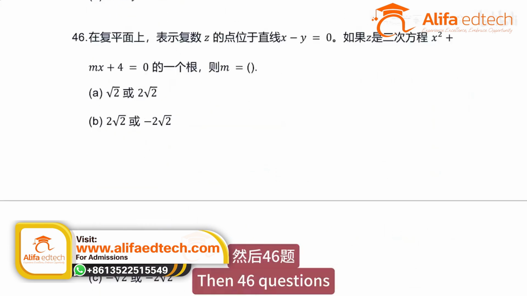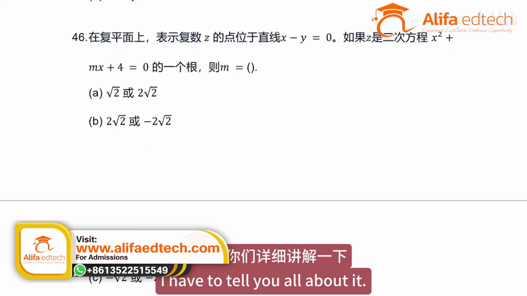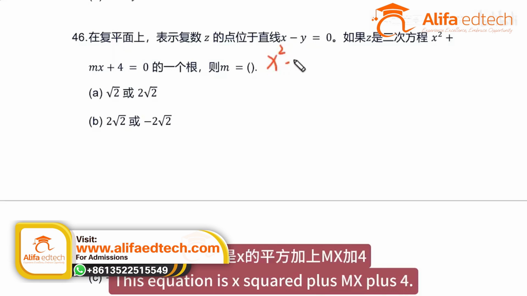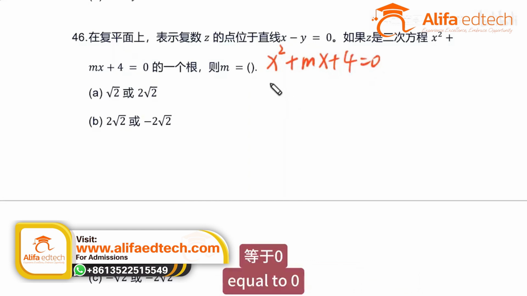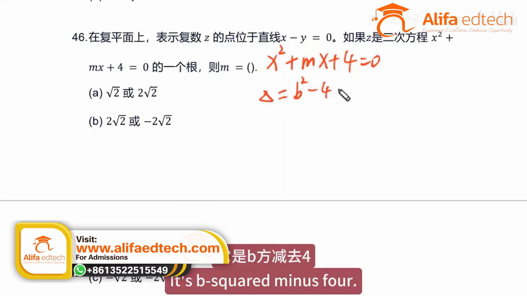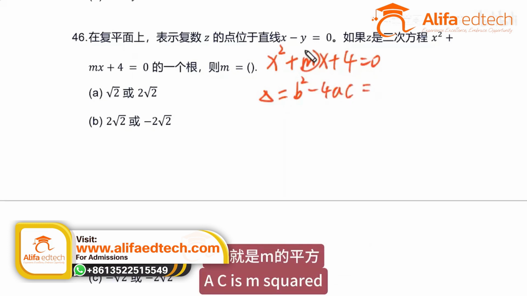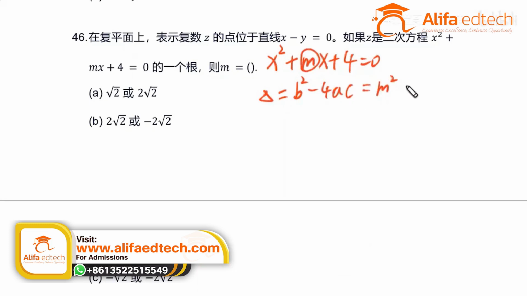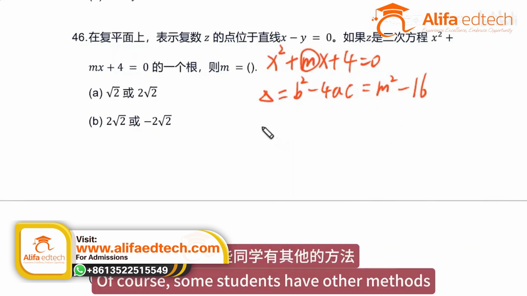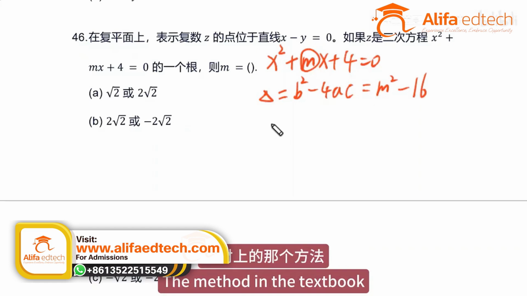Now, question 46. As for question 46, I need to explain this one to you in detail. I'll write out the process for you. This equation is x squared plus mx plus 4 equals 0. So if we calculate its delta, it's b squared minus 4ac. That is m squared minus 4 times 4, which is 16. Of course, some students may have other methods, but we're just following the method in the textbook.